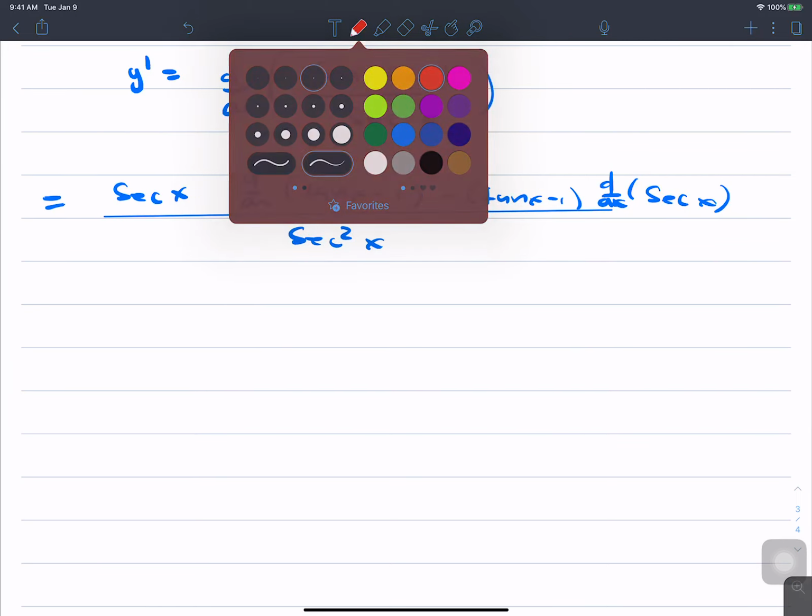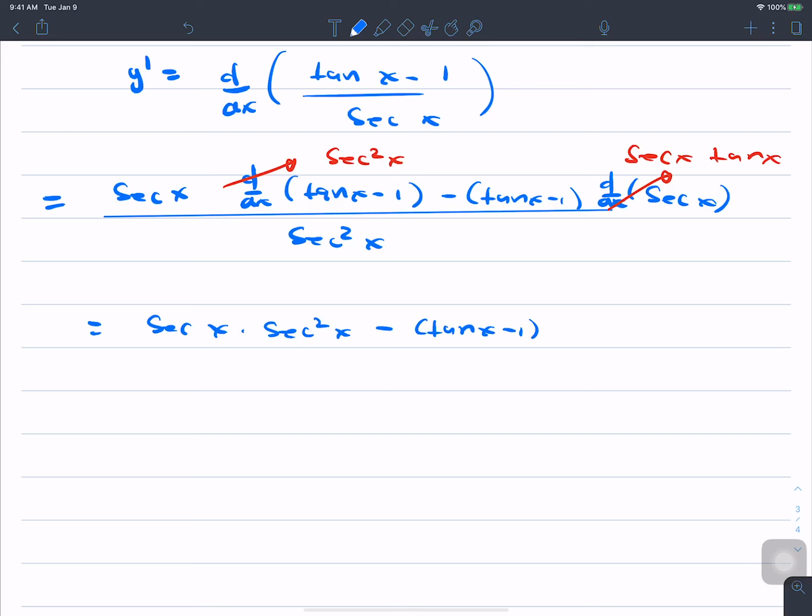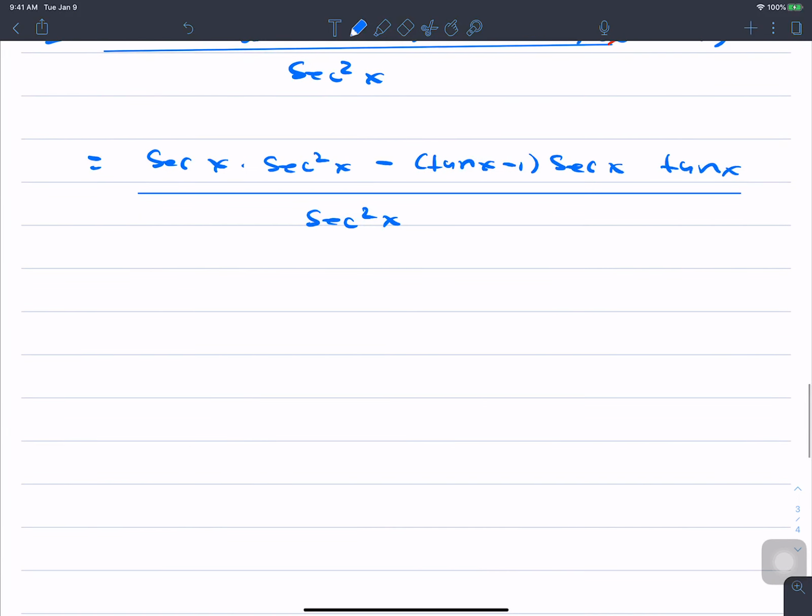Derivative of tangent minus 1 is secant squared. Derivative of secant is secant tangent. Now, notice what this is: secant times secant squared minus tangent minus 1, over secant tangent. Now, this kind of looks like something we might have done earlier today.